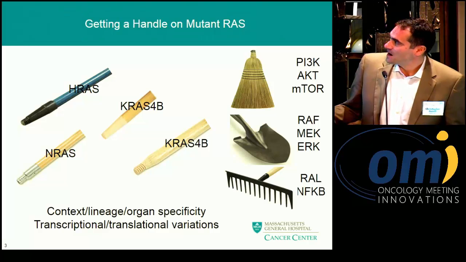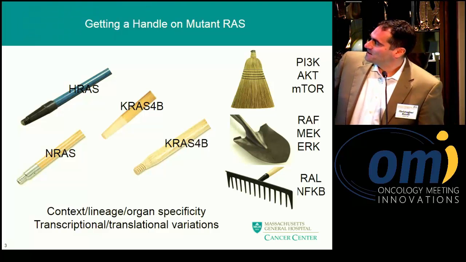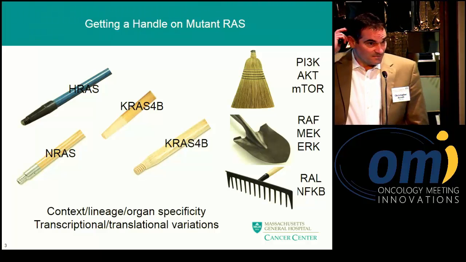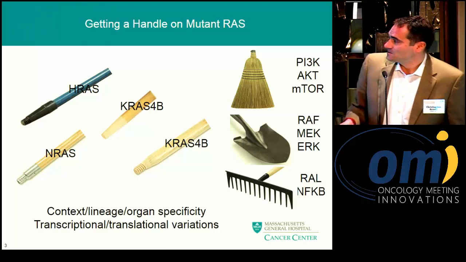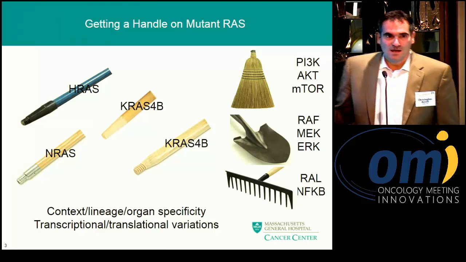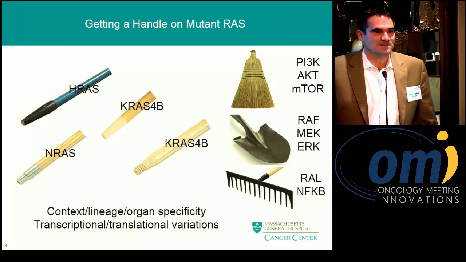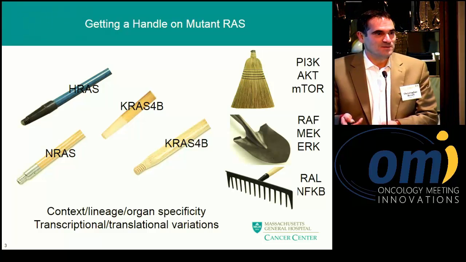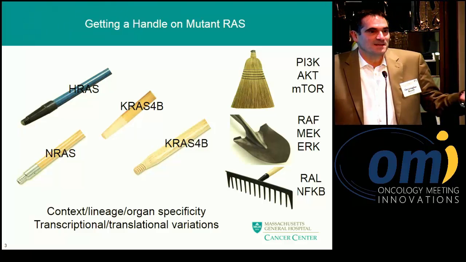The different isoforms of RAS: HRAS and skin cancers, NRAS and melanoma, and then the KRAS families, the isoform 4B being the predominant form that's mutant in lung and colon and pancreas cancer. And then it's a promiscuous G protein, so there are so many different downstream signaling pathways with this oncogene that you really don't know if you've got your handle on this mutation, but are you holding a broom or a shovel or a rake?